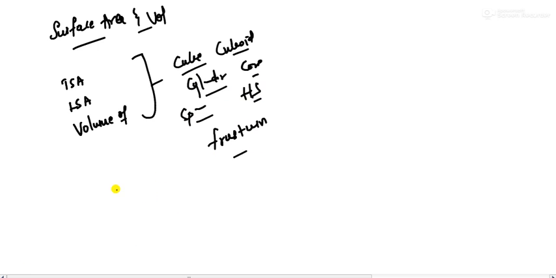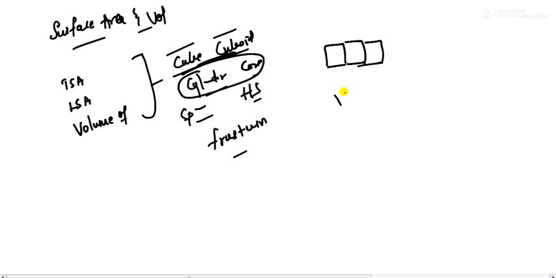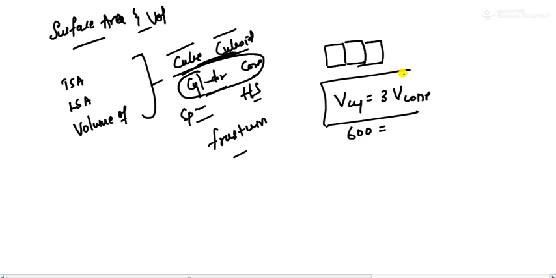Okay, and there is one exception case here. See, when we add cubes, okay, this is a cube. When we add cubes, it becomes what? A cuboid. Okay, here the volume of a cylinder is always equal to 3 times the volume of a cone. So they may also give a question like, if the volume of a cylinder is 600, what is the volume of the cone? So use this relation.